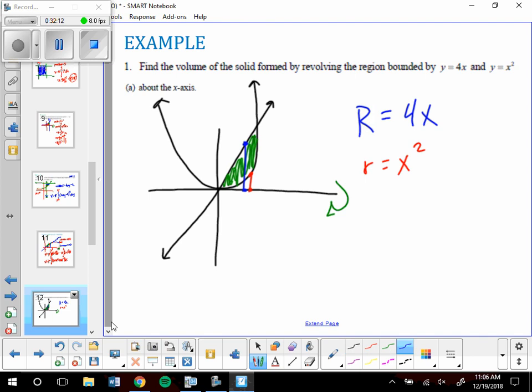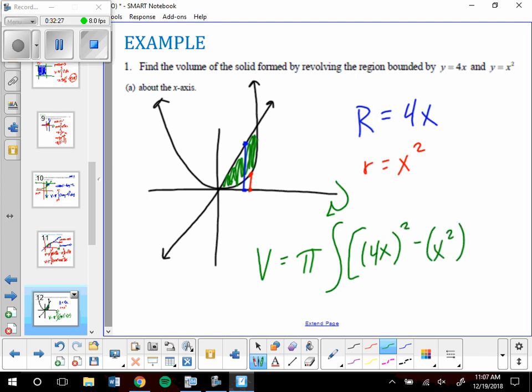And so to find that volume, it's still pi, but instead of r squared, it's big R squared minus little r squared. So big R squared minus little r squared. What are my x bounds going to be? What's my x value here? 0. My x value here is where they intersect.